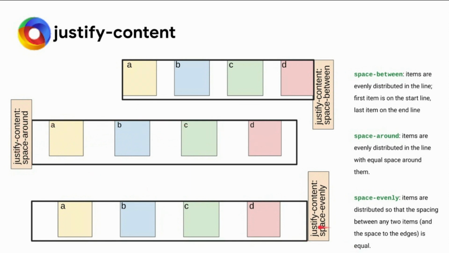And space evenly will have equal space between each one of them. So before A, suppose it is 10 pixels, then here it is 10 pixels, here it is 10 pixels, everywhere it's 10 pixels, like that. So space evenly and space between are the two mostly used. Space around is less used because it gives a visual effect that the spacing is not equal.